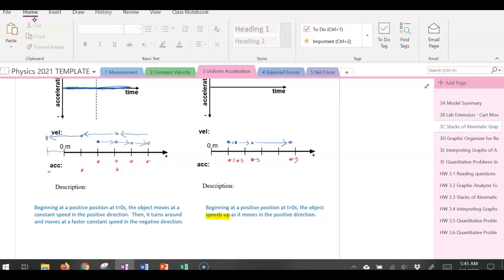Because to a physicist, acceleration can mean either that the speed is getting faster or that the speed is getting slower. And the simplest and most efficient way to describe that in words is to say either it speeds up or it slows down.